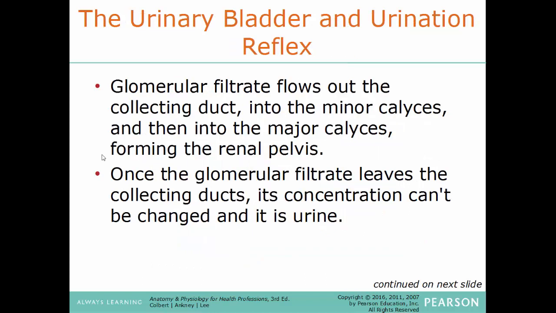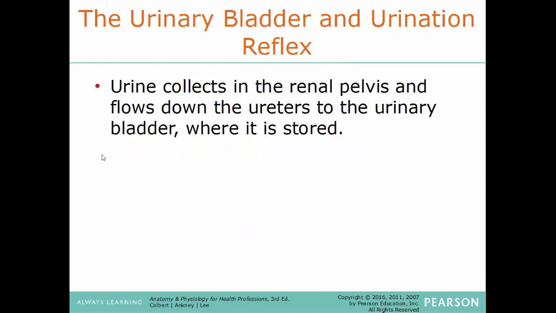All right, now I'll talk about the urinary bladder and the urination reflex. The glomerular filtrate will flow out of the collecting duct, which will go into the minor calyces, and then into the major calyces, and then into the renal pelvis. Now once the glomerular filtrate leaves the collecting ducts, its concentration can't be changed, and it's going to be urine. Nothing can be reabsorbed or added or taken away from that. The urine will collect in the renal pelvis and will flow down the ureters into the urinary bladder, where it is stored.